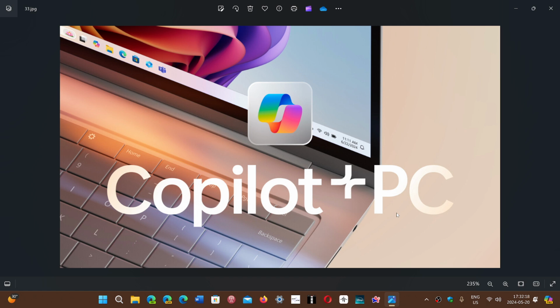I don't know. But basically, if you buy a new PC in the future, better look at the Copilot Plus PC logo or wording on it. That will probably be telling you that it's a good PC for the next versions of Windows at the same time.